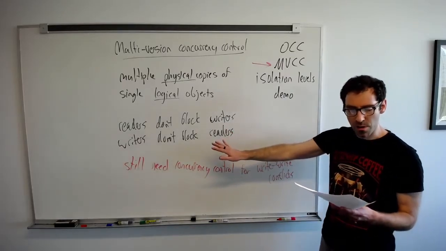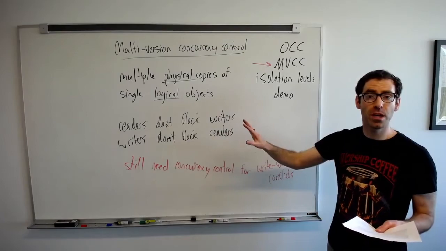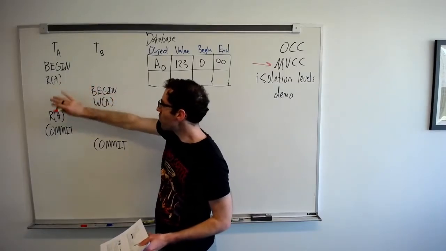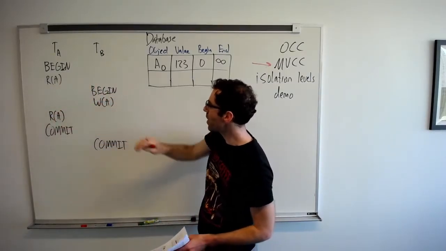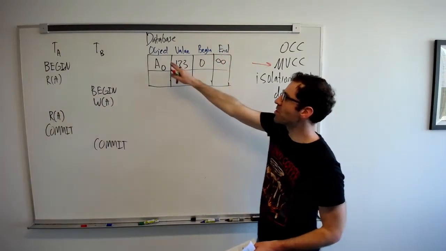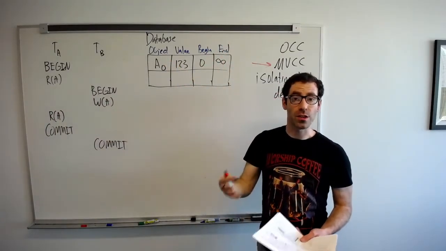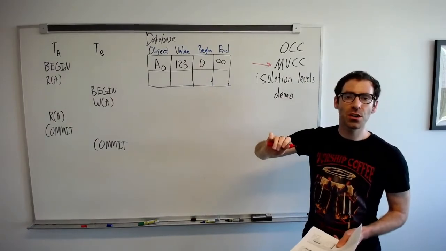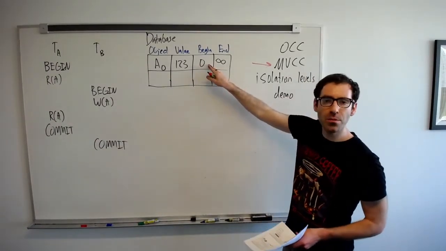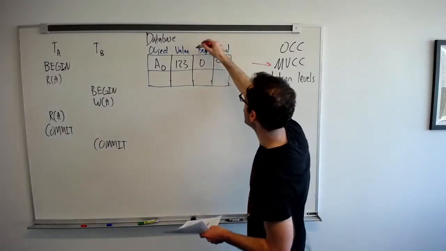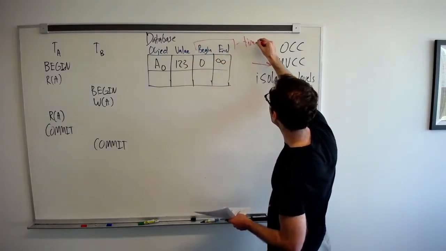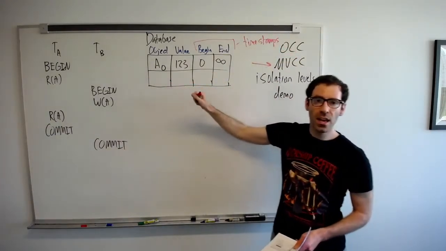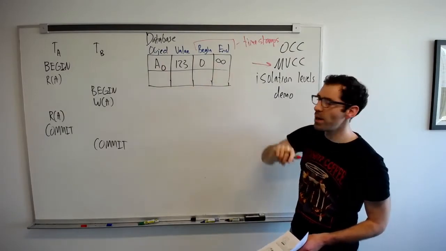But before I get any deeper into this, I want to illustrate what I mean with an example. Okay, here's the situation. We have transaction A, read and read A, transaction B, writes A, and we have our database with some objects that I've called A0, the version 0 of our resource A, value 1, 2, 3, and for each object in our database, we're going to keep track of a begin timestamp and an end timestamp. So our current version of A is valid from timestamp 0 through infinity.